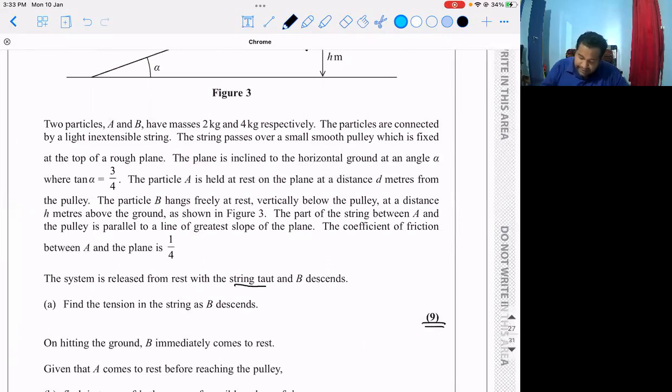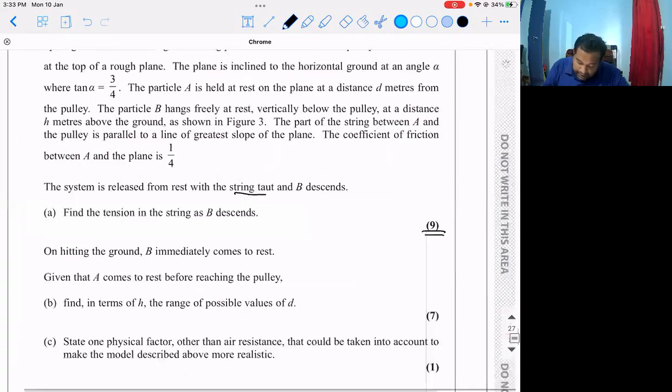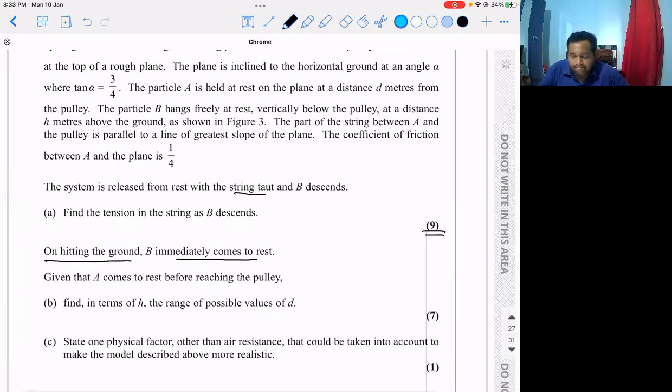Now the next question. On hitting the ground, P immediately comes to rest. Given that A comes to rest before reaching the pulley, find, in terms of each, the range of possible values of T.